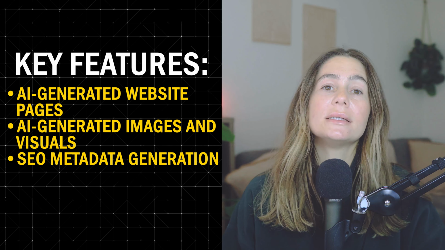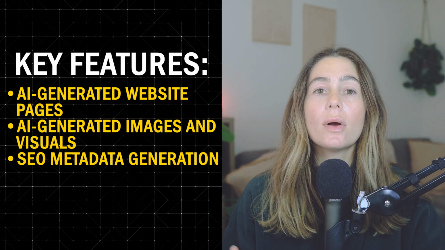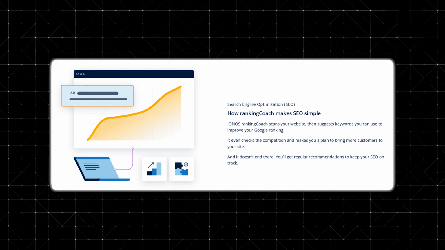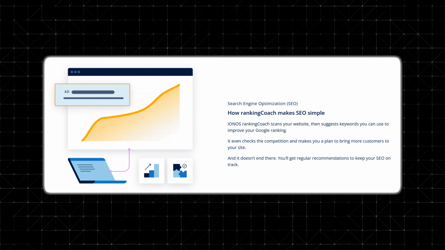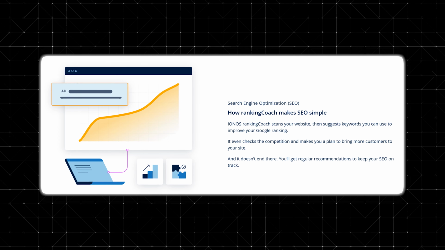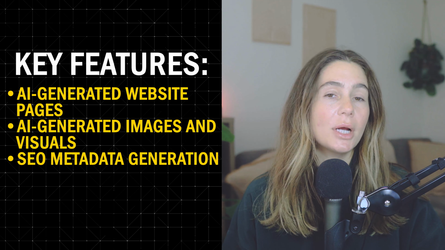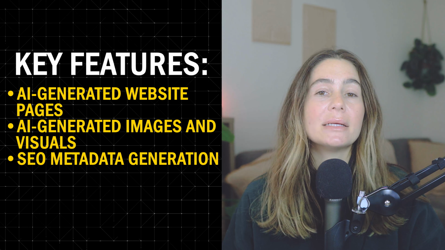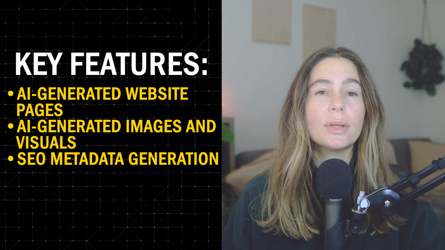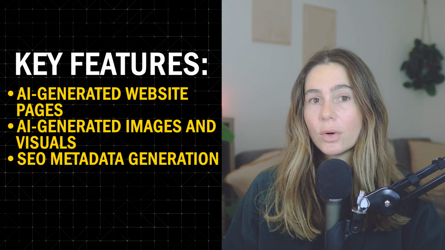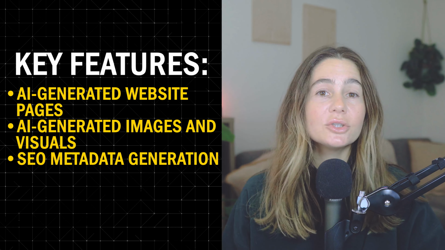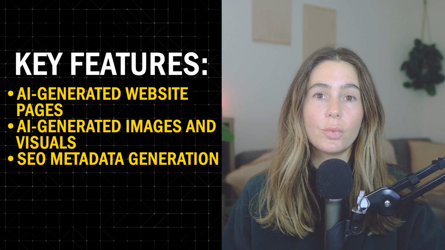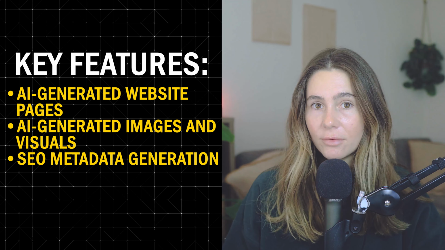Now I want to touch on the SEO metadata generation. SEO metadata includes things like page titles and meta descriptions. These are the pieces of text search engines read to understand what your page is about. IONOS uses AI to generate this metadata automatically based on your site content. While it's not a replacement for advanced SEO work, it definitely gives beginners a really solid starting point. This just ensures that your site isn't launching with missing or empty SEO fields.